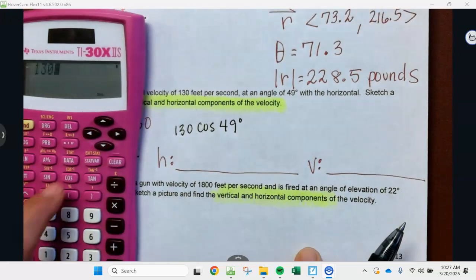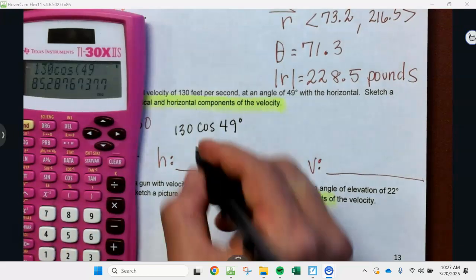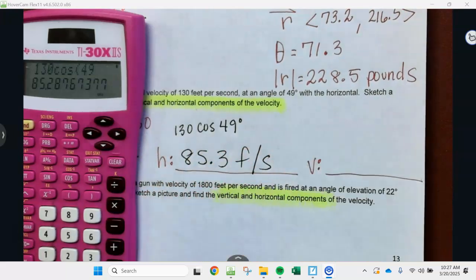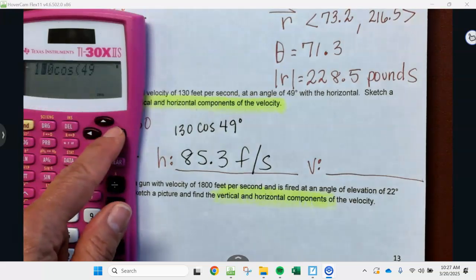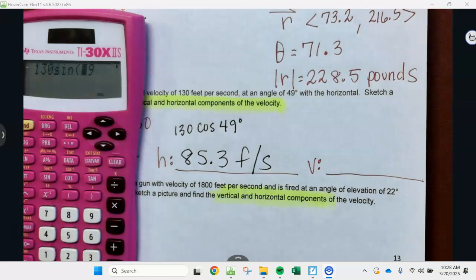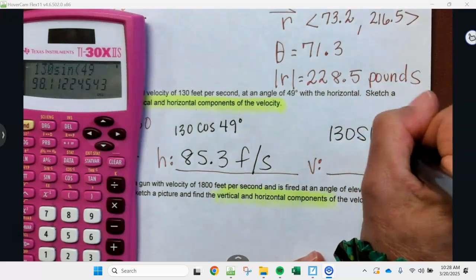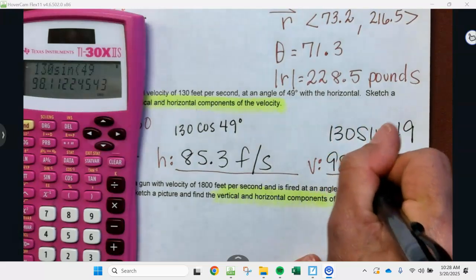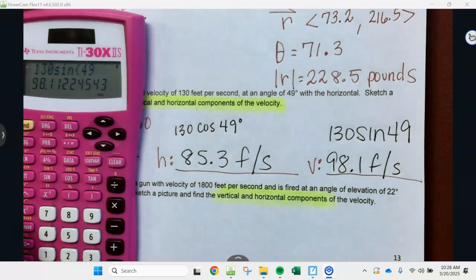So 130 cosine 49, enter. Just round that. Make sure you get 85.3. And it's a word problem, so we have to write feet per second. And then, I'm so lazy, I'm just going to arrow up and just type over cosine, just hit sine, and then hit enter, and then 98.1. So the other one is 130 sine 49 degrees, and that's 98.1 feet per second. That's how you do those.